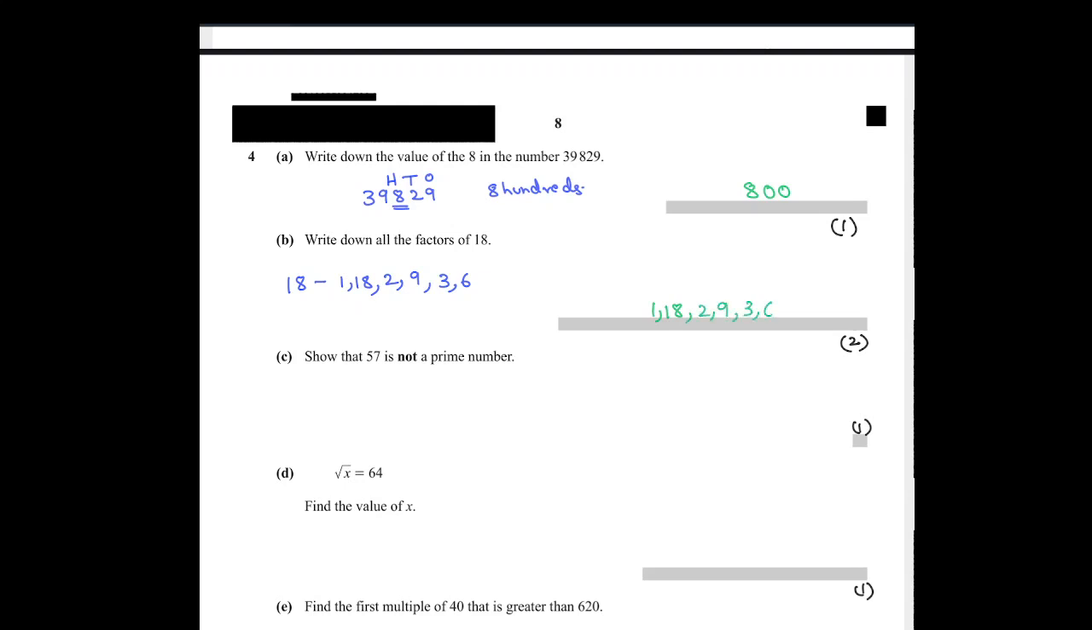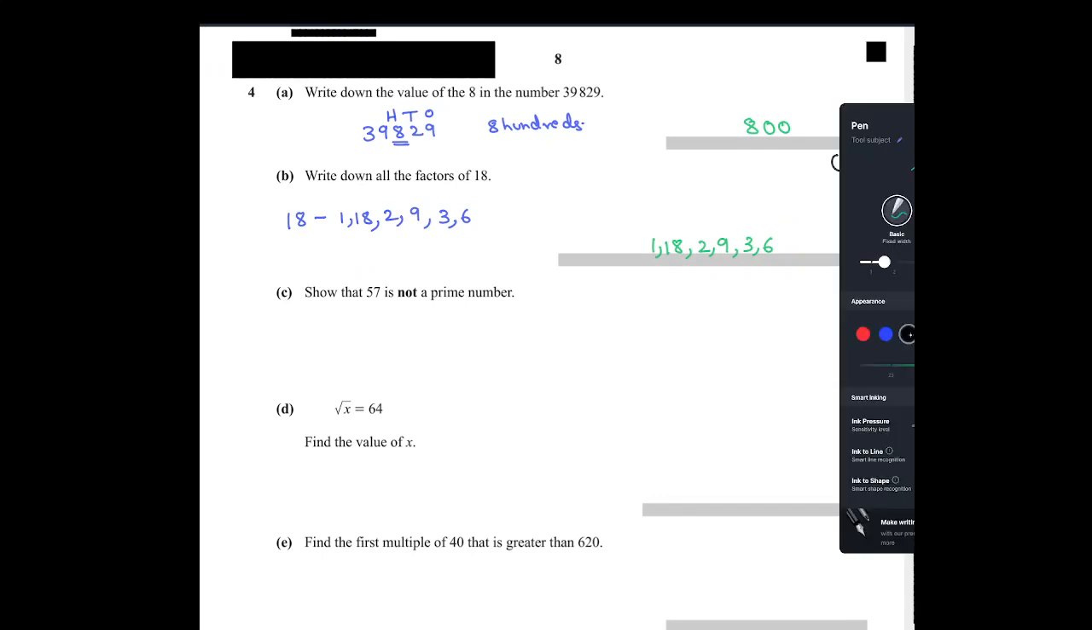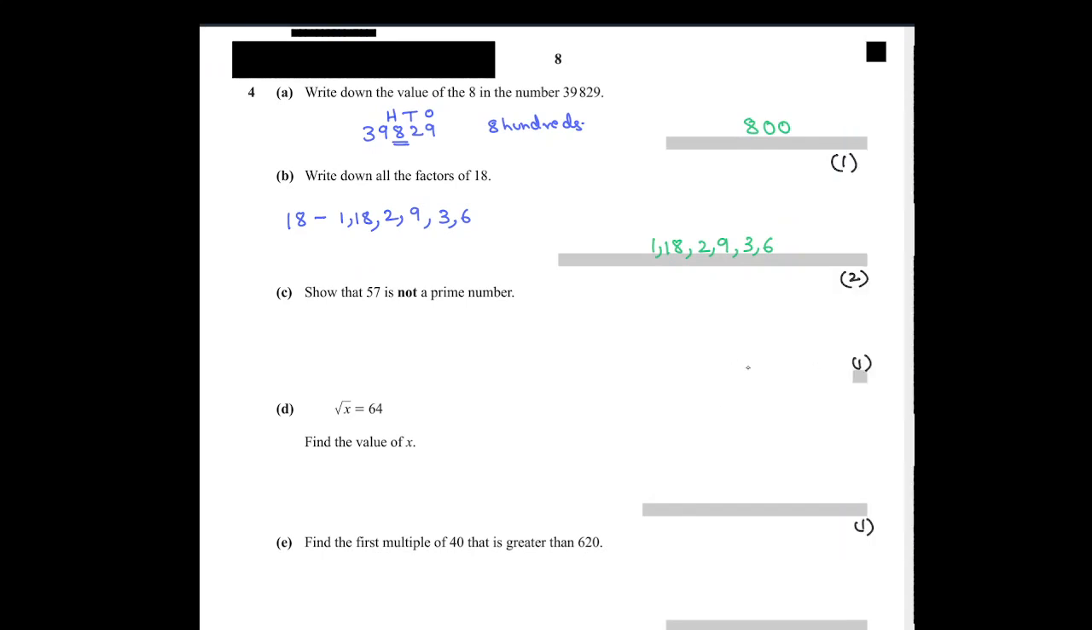Question number C. Show that 57 is not a prime number. Now, we need to show that this number is not a prime number. So for that, you have to divide this number by a factor which divides it. So when you check this number, first we will check with 2. In 2 you will see whether it is even or odd. So no, this is not an even number, so 2 is not a factor.